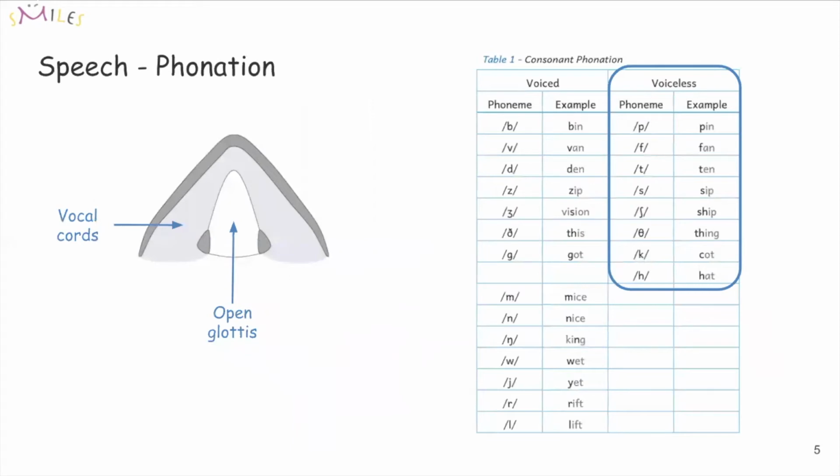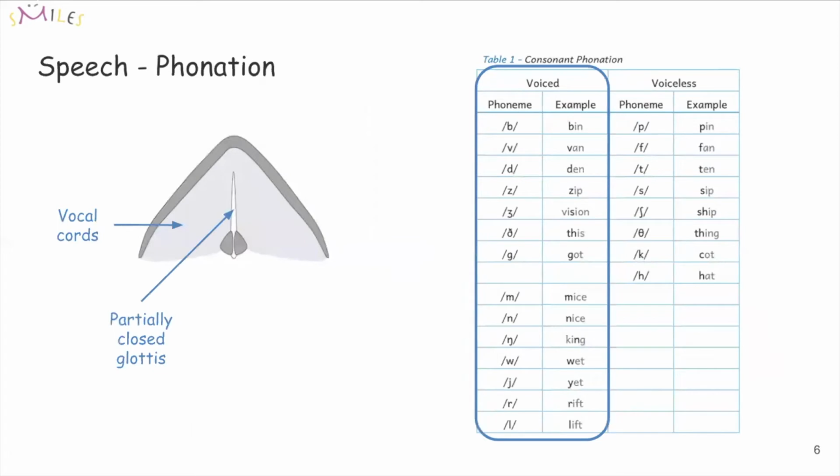When the vocal cords are open, they allow air through and do not add any vibration to the sound. These sounds are referred to as voiceless. When the vocal cords are partially closed, air is forced through a narrow channel between the cords. This causes the vocal cords to vibrate, contributing an element to the sound. These are phonated or voiced sounds.